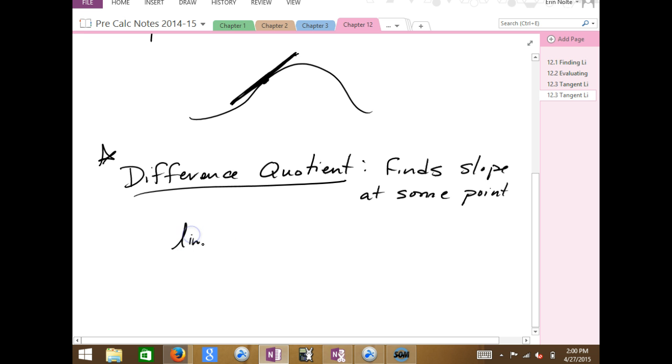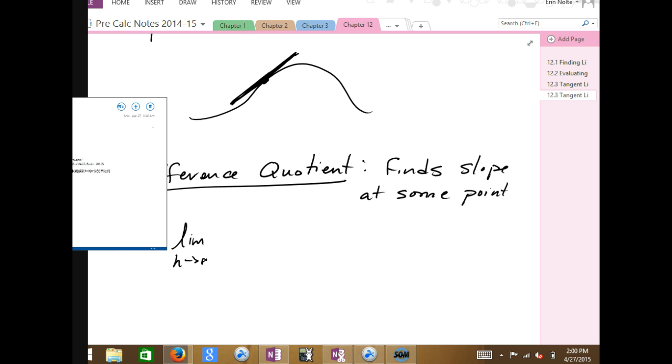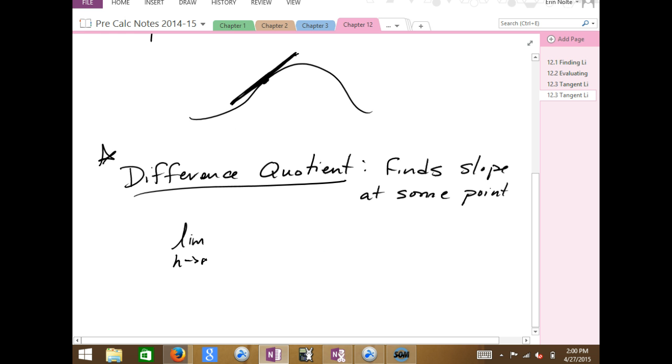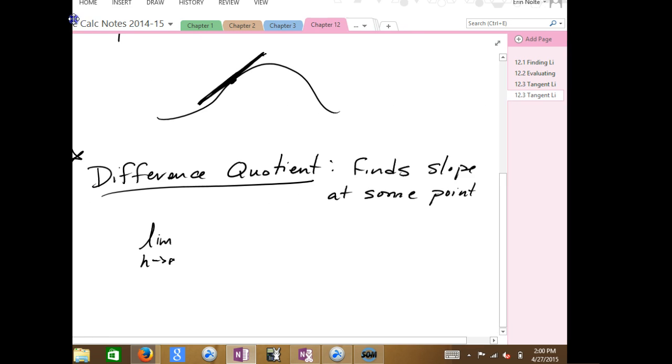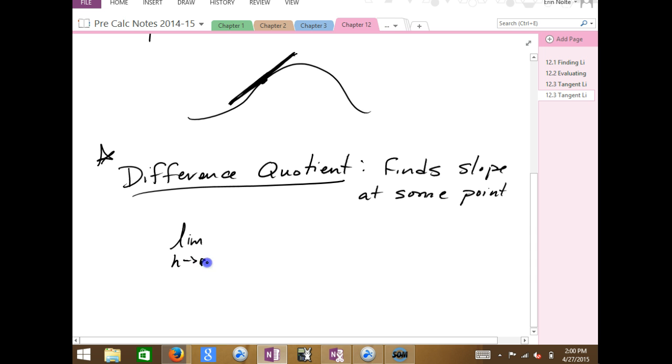It goes the limit as h approaches 0. Oh, that was a really bad 0. H approaches 0. As h approaches 0, that's a 0. Anyways, of my function of x plus h minus that function of x, all over h.